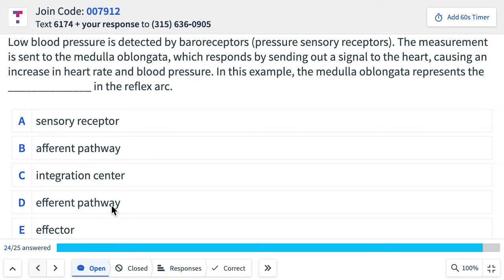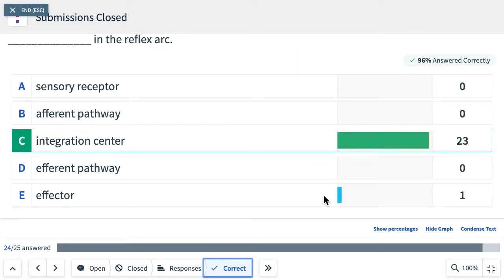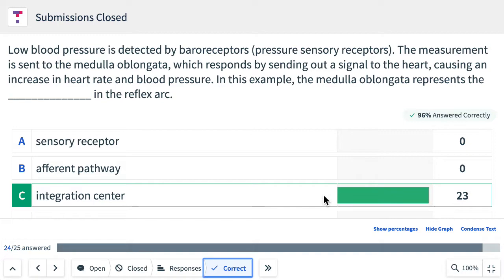All right. So what do we think the answer is? C. We think it's C, Integration Center. 96% of you said C. But what I would like is to, A, tell you that C is correct. And B, I want somebody to explain the logic they used to arrive at that answer, if you're comfortable. I'm not calling on you or making you do this.